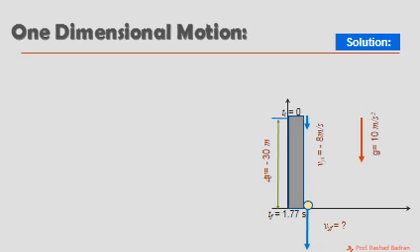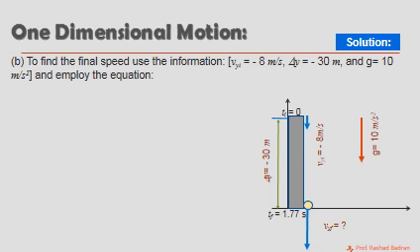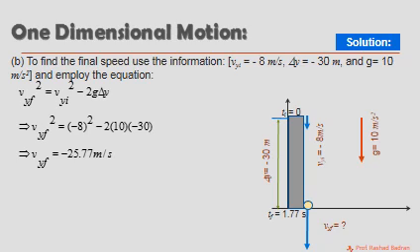To find the final speed as the ball hits the ground, again we have to check the information we have from the problem. We have initial velocity minus 8 meters per second, and delta y is minus 30 as it goes downward, and g is 10. We need to employ the equation: square of final velocity equals square of initial velocity minus 2g delta y. As we have initial velocity and delta y, we substitute all this information in here, and we get a final velocity with a plus or minus sign.